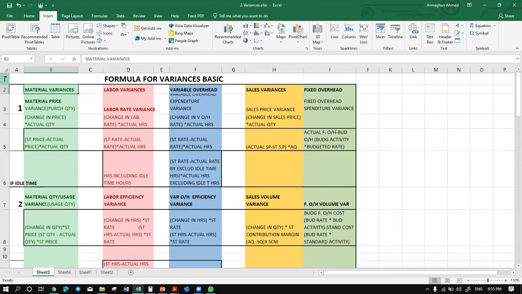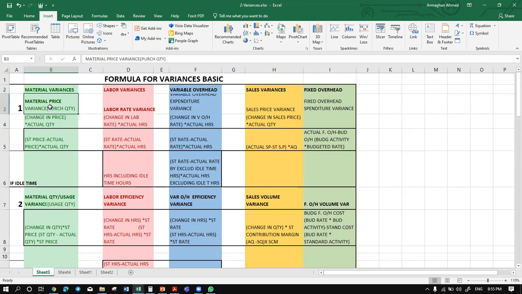What is that? I will tell you the two formulas that you have to remember, and the same formulas will work in material, labor, variable overhead, and even in the sales variance as well. For material, we have two formulas. One is the price, the other is quantity. Material price variance and material quantity variance.